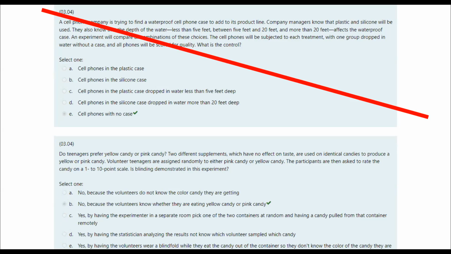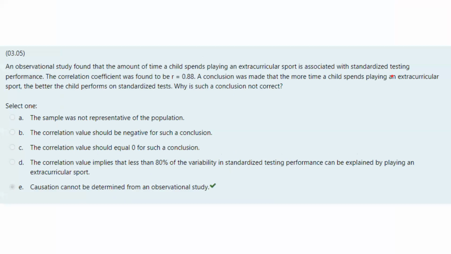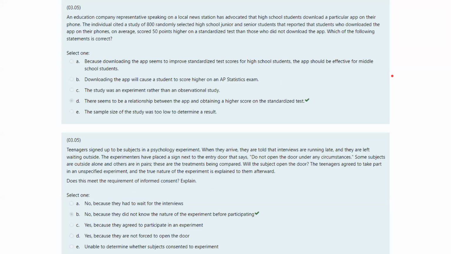Right? Yeah, we have 5 more, right? All right, let's plow through these real quick.